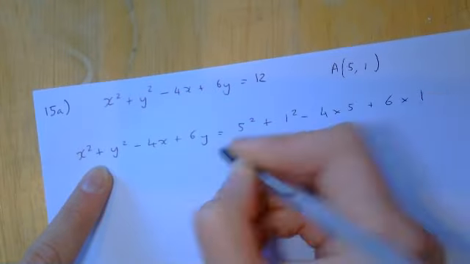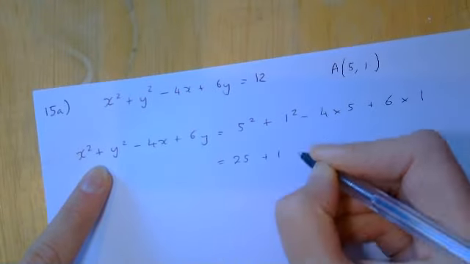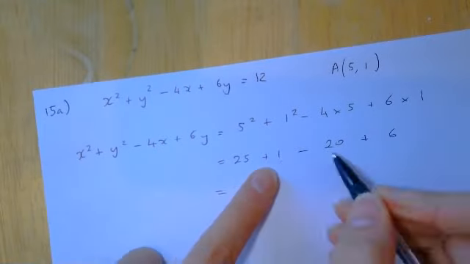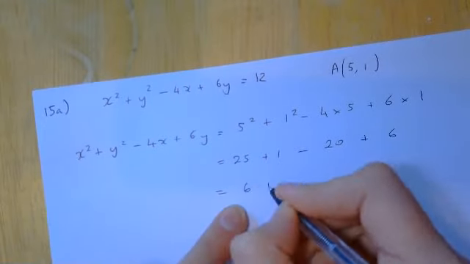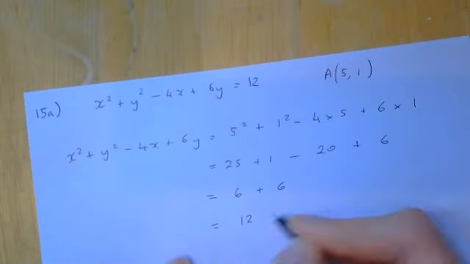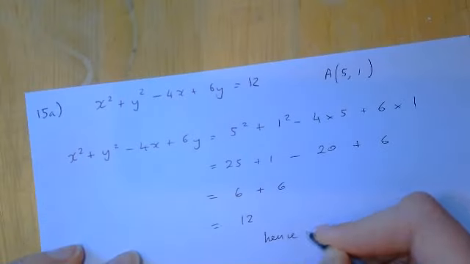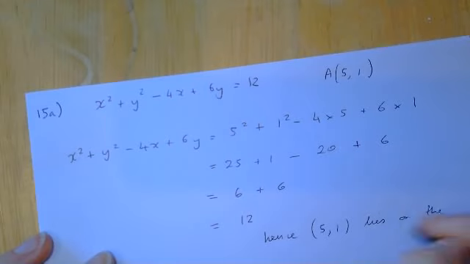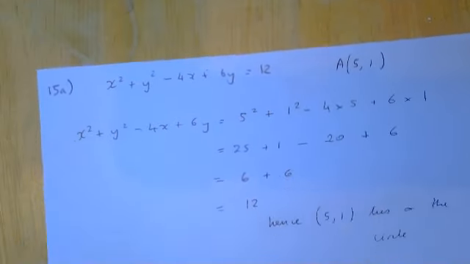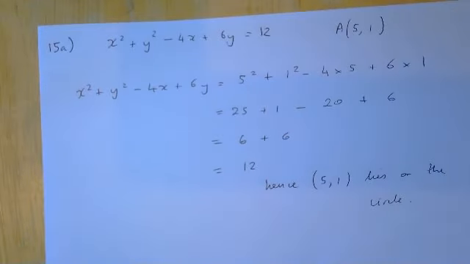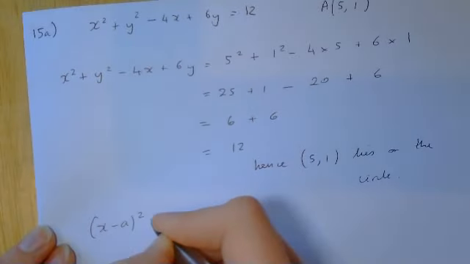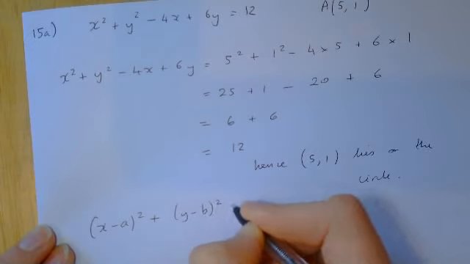We're writing 5 squared plus 1 squared minus 4 times 5 plus 6 times 1, which is 25 plus 1 minus 20 plus 6, which is 26 minus 20, which is 6, plus 6, which is 12. So hence, 5, 1 lies on the circle. Good. What else does it want? It wants the centre and the radius.